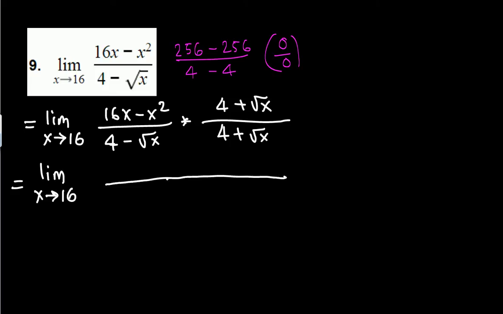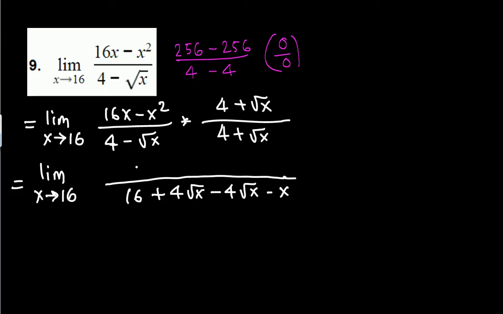Since the issue is on the bottom, because we are trying to multiply by the conjugate of the bottom, just multiply the bottoms. Just FOILing: 4 times 4, 4 times square root of x, this times that, and this times this one. And just leave the top as it is. Then we're going to get 4 times 4, 16, 4 times square root of x plus 4 square root of x, negative square root of x times 4, negative 4 square root of x, square root of x times square root of x, negative x.